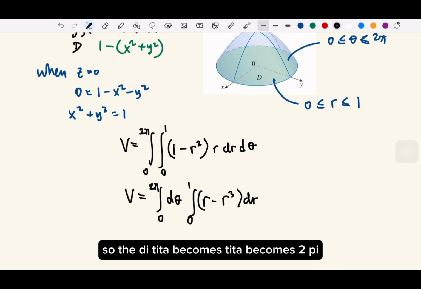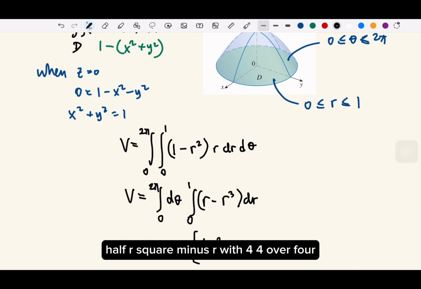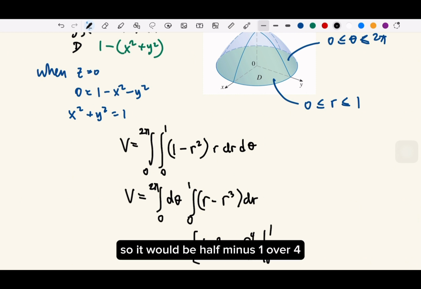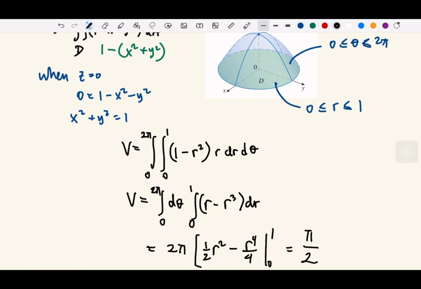So the d theta integral becomes 2 pi, and the other is half r squared minus r to the power 4 over 4. It will be half minus 1 over 4, which is 1 over 4, multiplied by 2 pi is pi over 2.